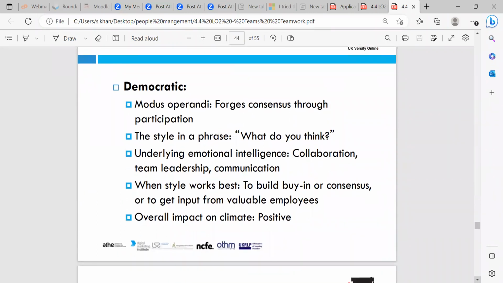So democratic leadership. The modus operandi: it forges consensus through participation. The style in a phrase is, "What do you think?" Underlying emotional intelligence: collaboration, team leadership, communication. The style works best to build buy-in or consensus, or to get input from valuable employees. The overall impact on climate is positive.